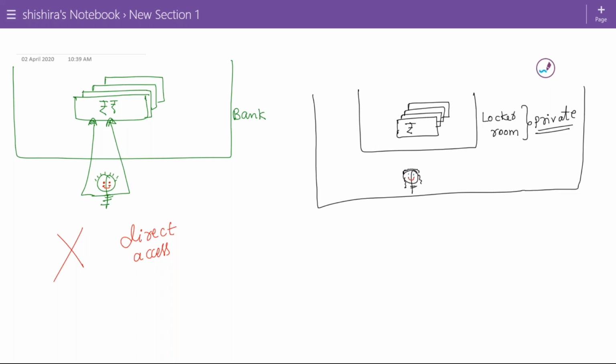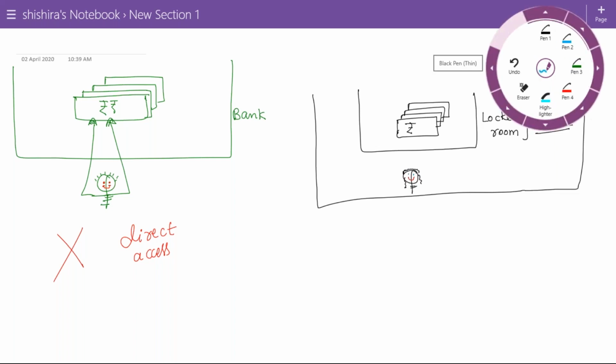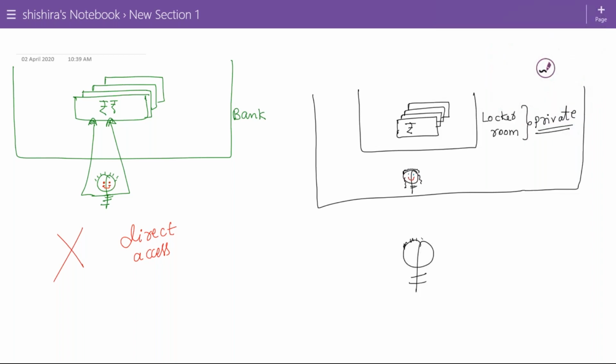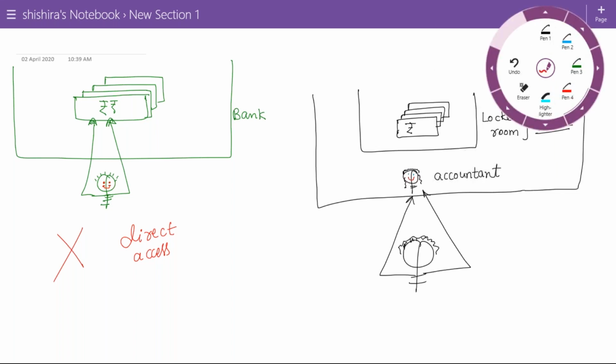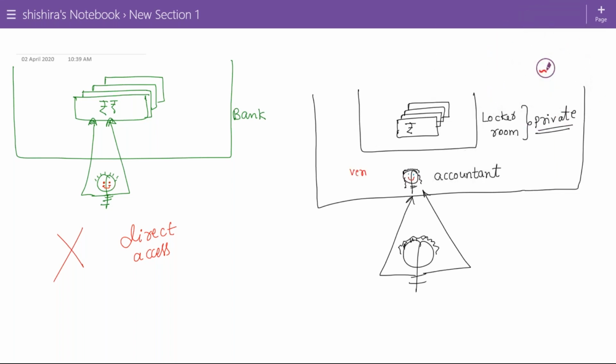So this cannot be accessed directly. Whenever you, as an external person, go there to access the money, you cannot access it directly. You have to go through the accountant. What is the advantage of going through this accountant? The accountant is going to perform verification.